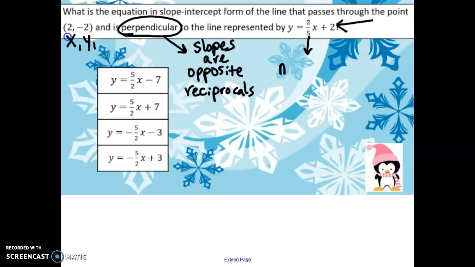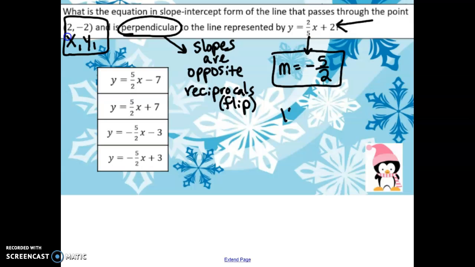So my new slope is going to be negative, and reciprocal means to flip. So if I'm flipping that fraction, it's now going to be 5 in the numerator and 2 in the denominator. So now that I have a point over here, and I have a slope, you can use point-slope formula. All you need to do from here is plug in those values that I've boxed and solve for y. Okay, good luck.